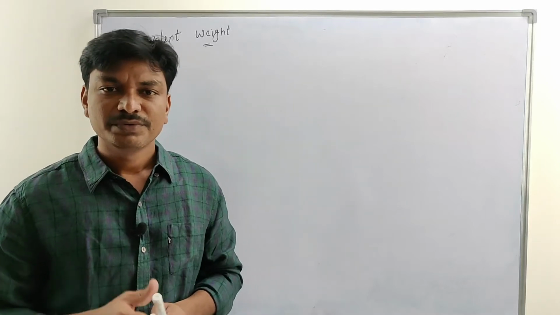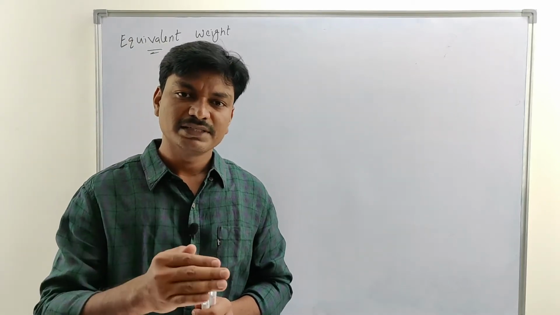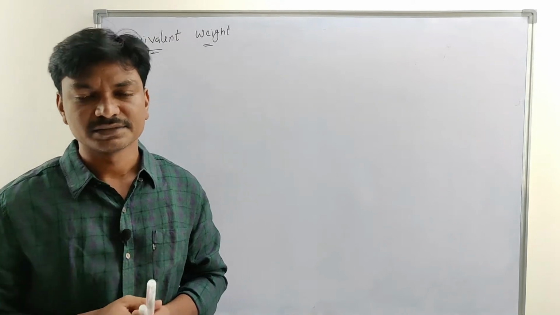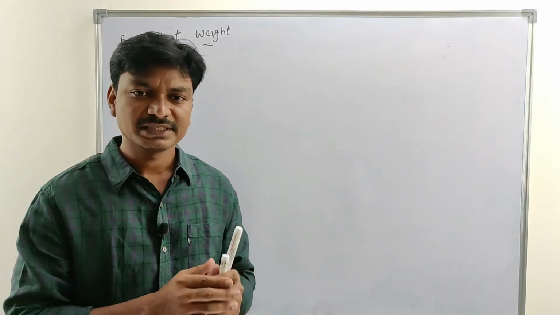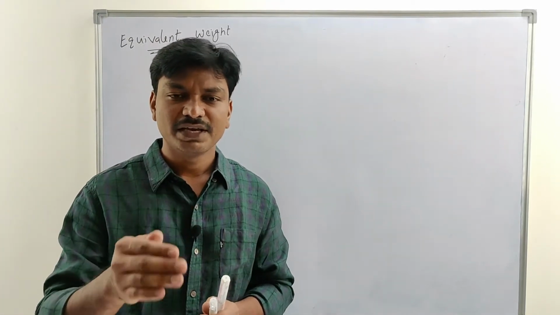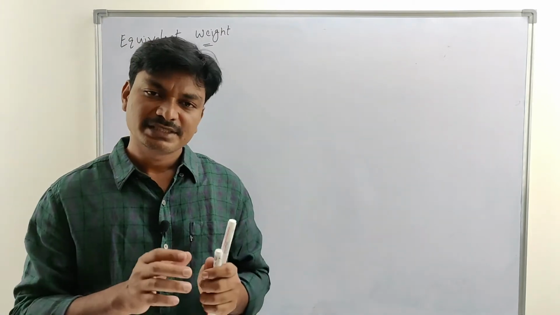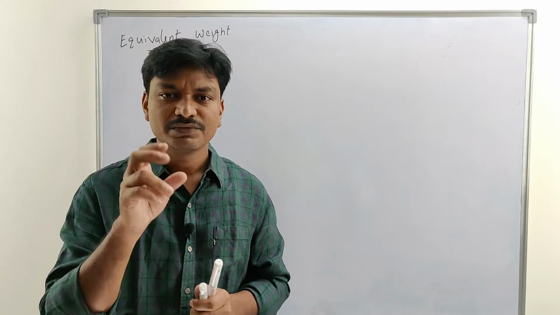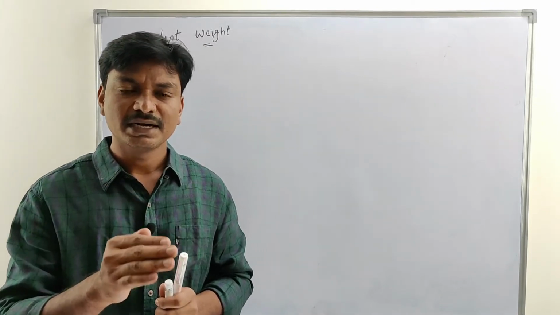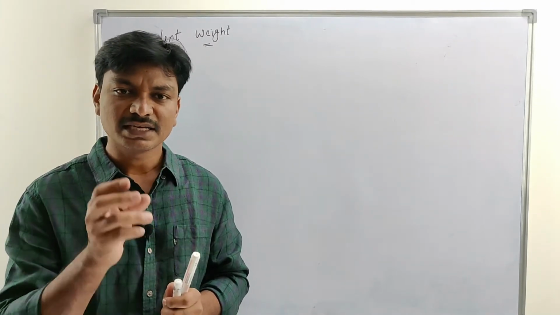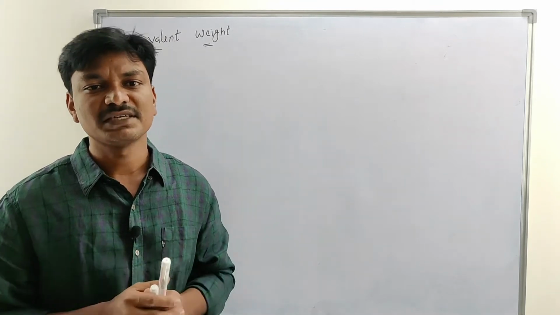In our last video, we already discussed equivalent weights of acids, bases and salts. In this session, we discuss equivalent weights of KMnO4 and H2O2. KMnO4 depends on the nature of the solvent, and H2O2 is involved in oxidizing agent reactions and reducing agent reactions, and it is also involved in disproportionation reactions.